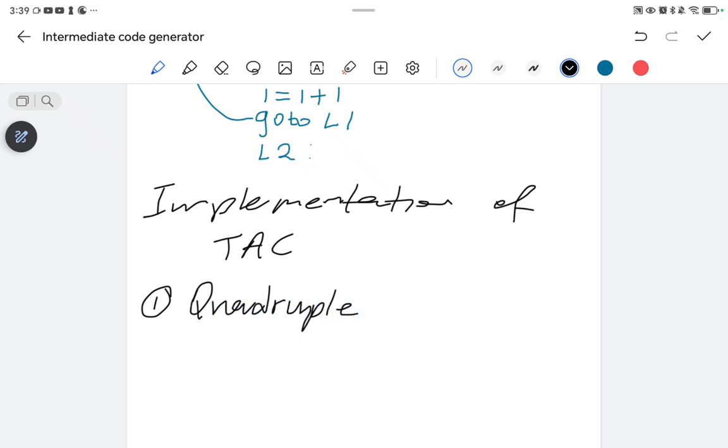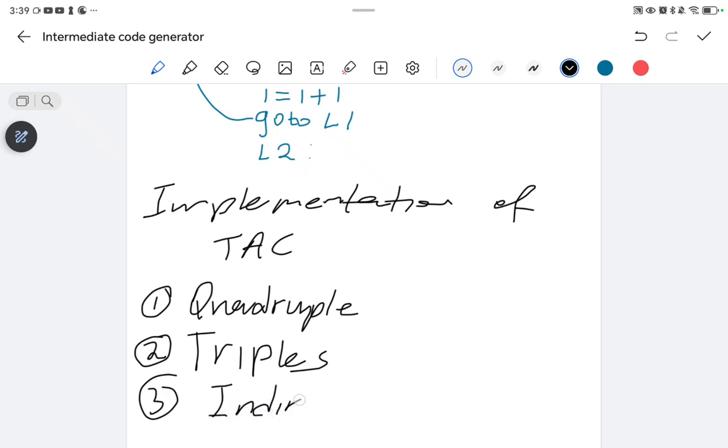So don't confuse this, right? This is not a type of DAG. It's just an implementation method. You can take a DAG and implement it using quad. Then from quad, we can generate a triple, or we can have indirect.